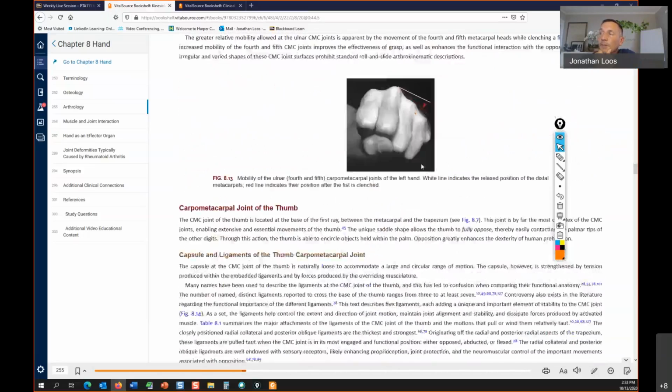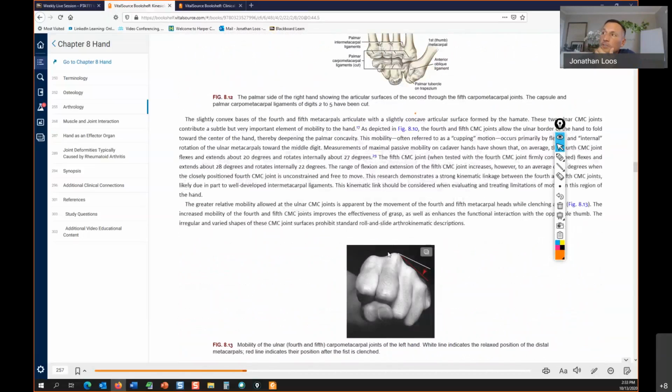Great image. Here's what I was illustrating: here's your 2nd and 3rd knuckle, and here's 4th and 5th. You can see that when you squeeze down to hang on to something, the strength is coming from your pinky side, not from your thumb side.